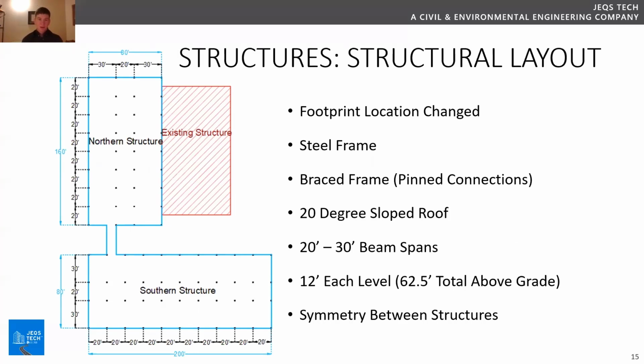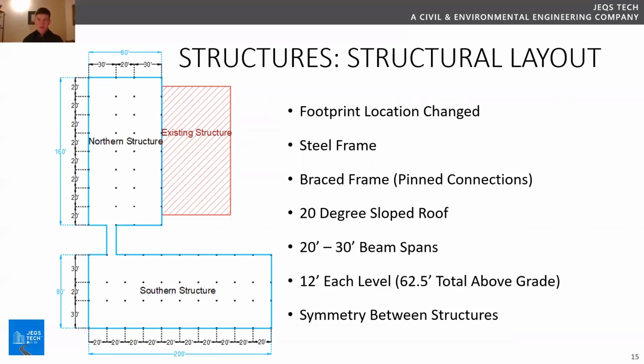So here on the left, I included the structural layout showing the column spacing. The first thing to note is that we changed the footprint from what Michigan State proposed to us. We were able to keep the L-shaped footprint, but we did change the orientation to avoid an existing steam tunnel. Avoiding that steam tunnel cut down on construction cost and time.